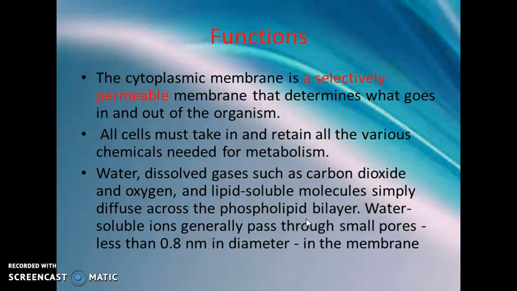Next is the function of the cytoplasmic membrane. It is a selectively permeable membrane that determines what goes in and out of the organism. So it is capable of determining which molecules enter inside and which molecules go outside of the organism. All cells must take in and retain all the various chemicals needed for metabolism. Water, dissolved gases such as carbon dioxide and oxygen, and lipid-soluble molecules simply diffuse across the phospholipid bilayer.